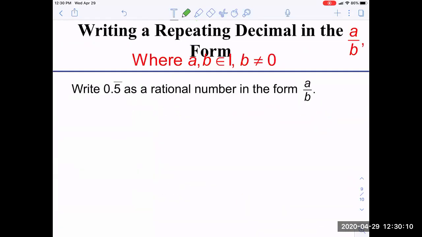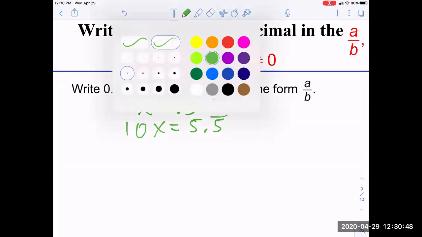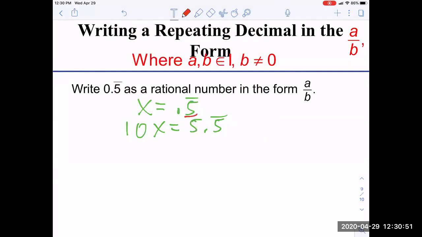How do we do this? This is kind of a neat little technique. There's some algebra involved here. So notice it's the 5 that's repeating. So I'm going to make x equal to 0.5 repeating. Now, this is going to be strange. I'm going to multiply by 10, and that's going to get 5.5 repeating. Notice it's still the 5s repeating. I did this to match up after the decimal, the repetend.